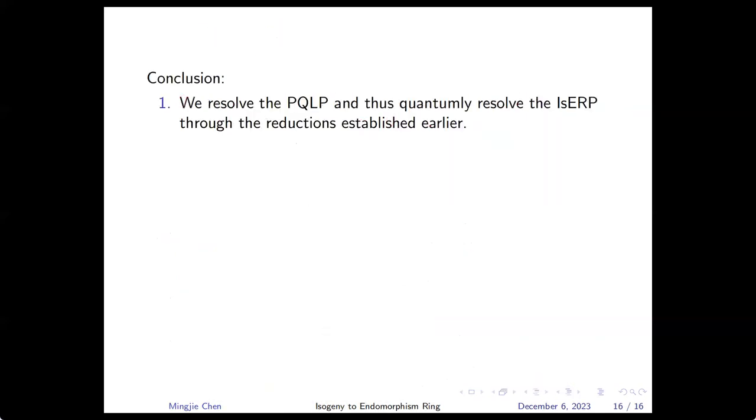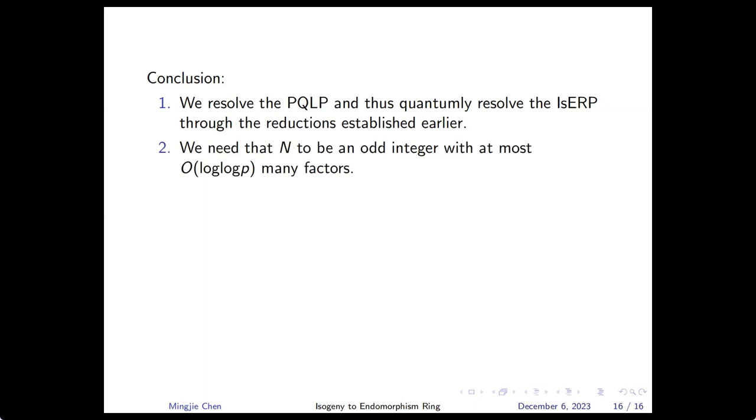In conclusion, we resolve the PQLP and thus quantumly resolve the ECRPs through the reductions we established earlier. However, there is one technical detail: we need n to be an odd integer with at most O(log) many prime factors. As an application, we break psi quantumly because in psi, n is a large prime, and of course it satisfies the second condition.